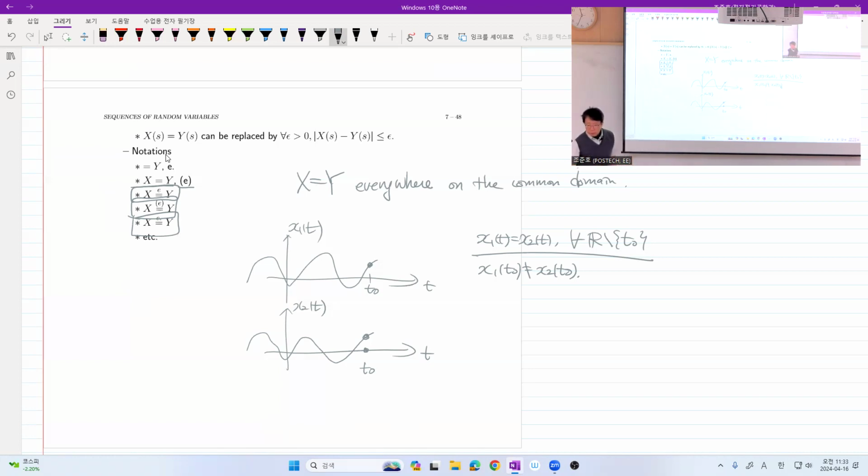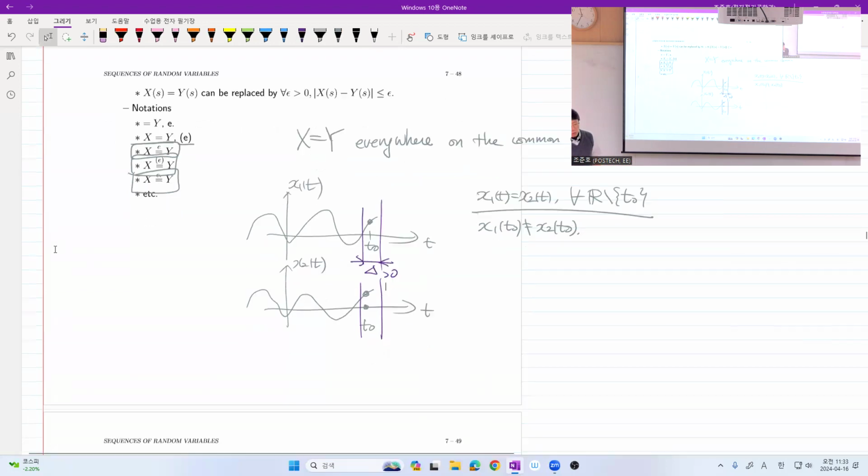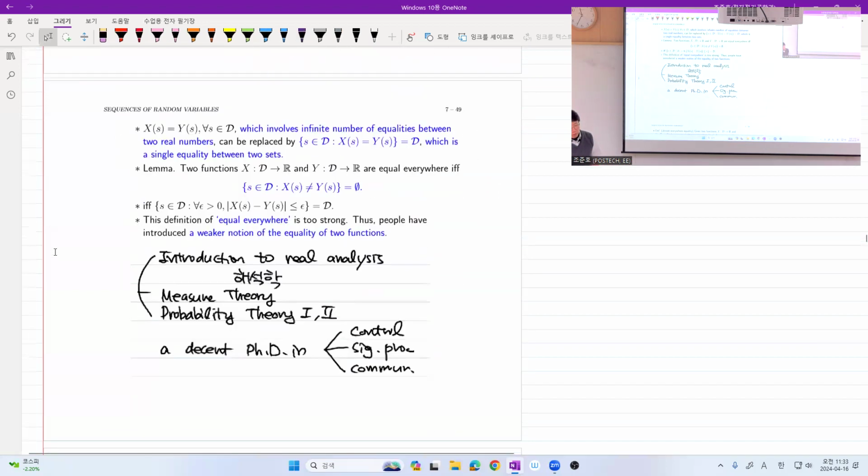Even, for example, around this point, as far as you have a positive delta, the energy inside this interval is the same as the energy inside this interval. And you may say that at almost every point, they are the same if you reduce delta, right? Then you now realize everywhere equality is too strong for engineering application. Then what do we do? So here goes a relaxed version of equality of two functions.